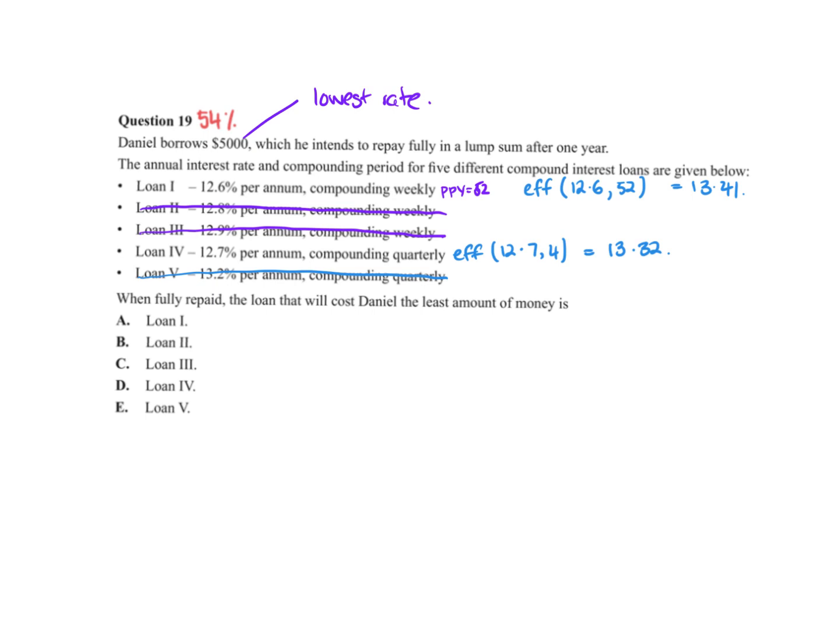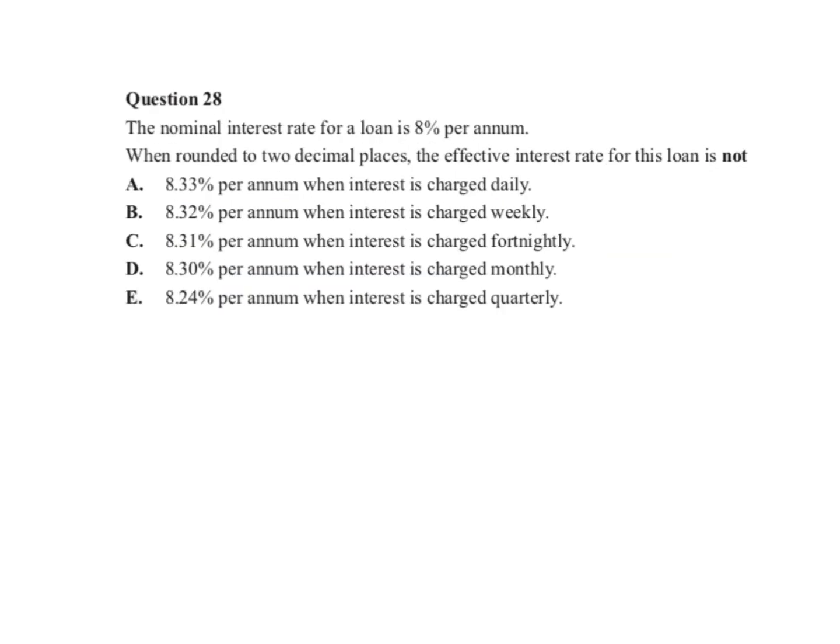Okay, so then when fully repaid, which loan are we going to go for? We're going to go for loan 4 because it was the lower rate and they were borrowing money. Okay, the nominal interest rate for a loan is 8% per annum. When rounded to 2 decimal places, the effective interest rate for this loan is not. So you're pretty much trying to find what's not true, or false, yeah? Just like you want the false thing.